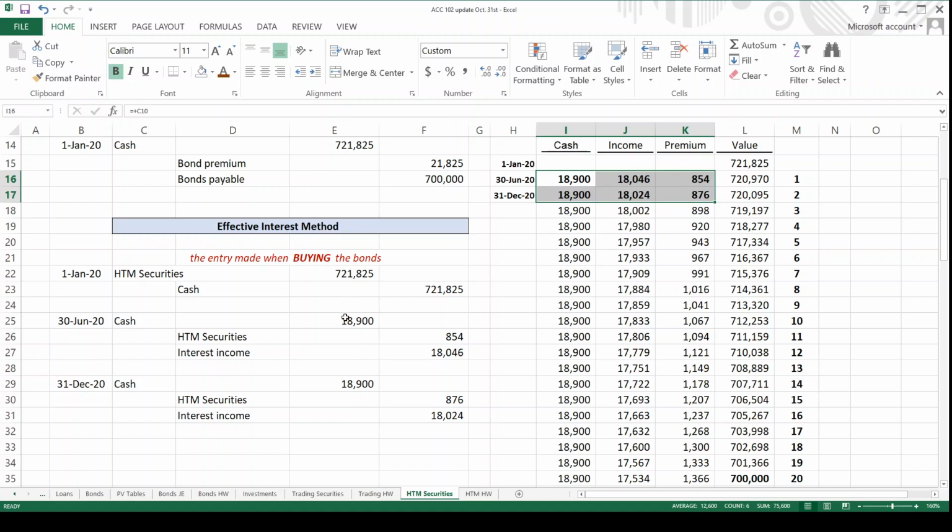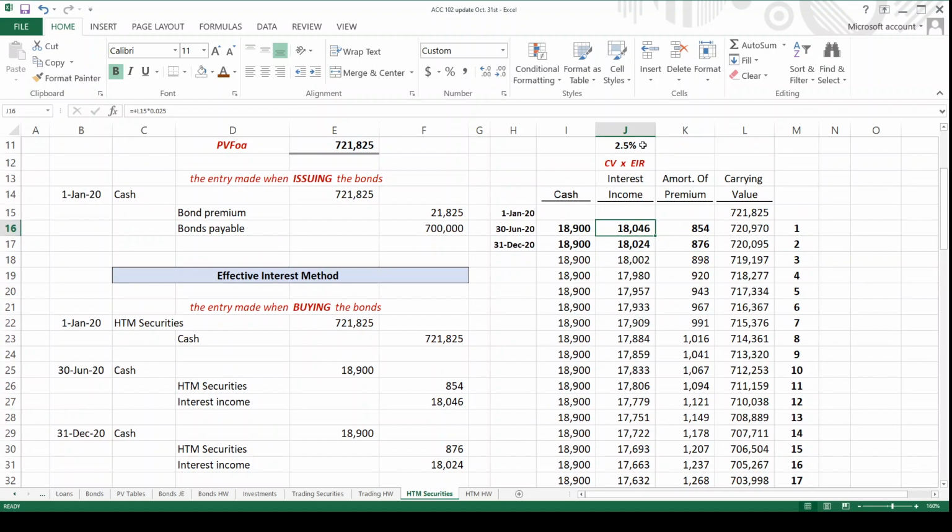So the cash doesn't change. That's going to be $18,900, but this time we're debiting our favorite account, cash. And we are crediting interest income for this amount here, $18,046. And how do we get that number? We got it the same way you get the interest expense on a bond payable. You take the carrying value, which is 721,825, and then you multiply times the effective interest rate, which semi-annually is 2.5%, to get the interest income, which is rounded off to 18,046. All right. So that's our credit.